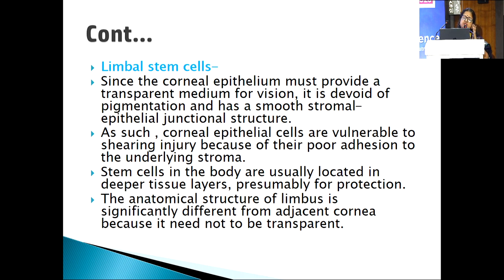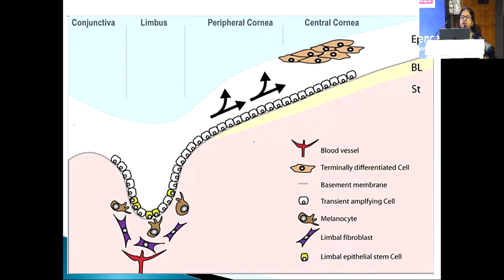There are limbal stem cells. Since the corneal epithelium must provide a transparent medium for vision, it is devoid of pigmentation and has a smooth stromal epithelial junctional structure. As such, corneal epithelial cells are vulnerable to shearing injury because of their poor adhesion to the underlying stroma. The stem cells in the body are usually located in the deeper tissue layers, presumably for protection. The anatomical structure of the limbus is significantly different from the adjacent cornea because it need not be transparent, and these are the places where the limbal stem cells are well protected.